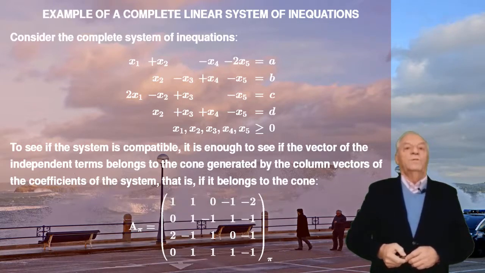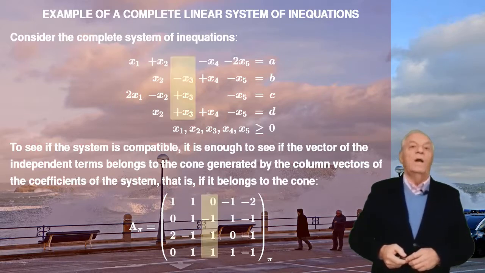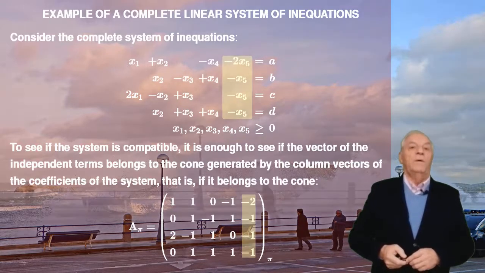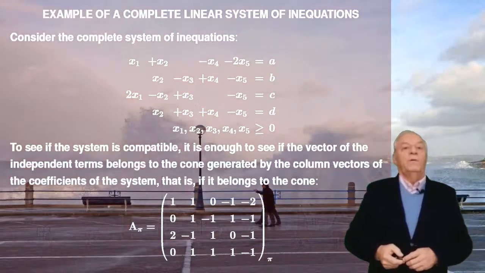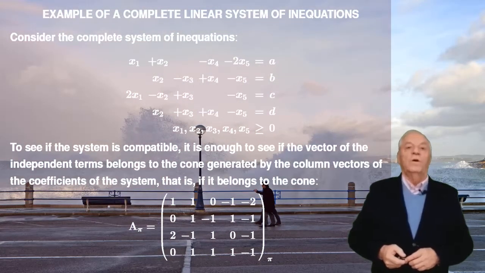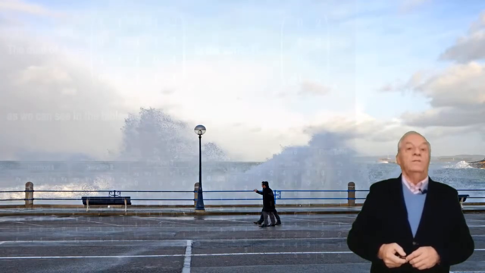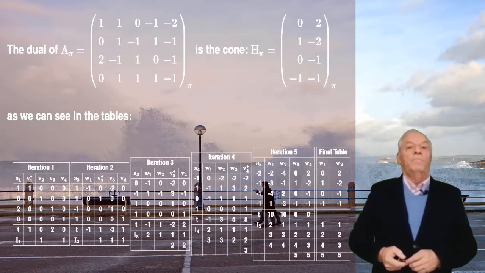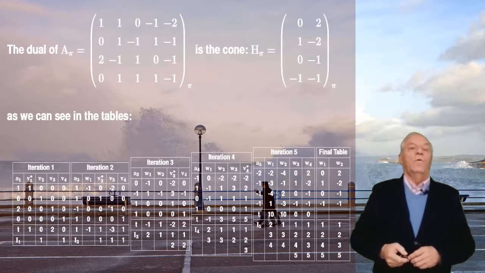These vector generators are 1, 0, 2, 0, 1, 1, minus 1, 1, 0, minus 1, 1, 1, minus 1, 1, 0, 1, and minus 2, minus 1, minus 1, minus 1. To analyze the compatibility, we need only to obtain the dual cone of the cone A pi generated by these vectors, which is H pi, as indicated. H pi has been obtained using the algorithm, which provides the tables below, where we have introduced the 5 vectors, one per table, and we have pivoted 4 times in iterations 1 to 4, but we could not pivot in iteration 5.